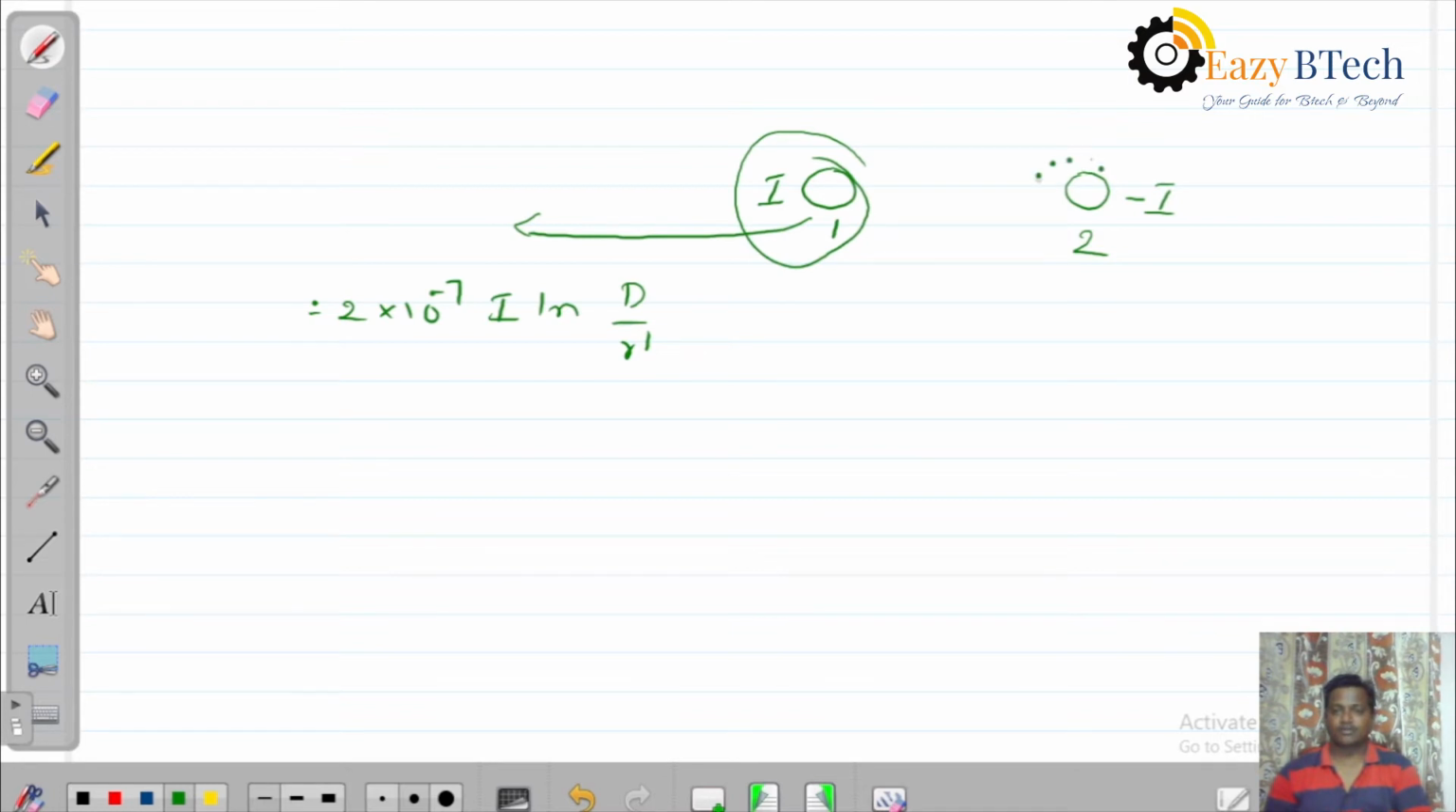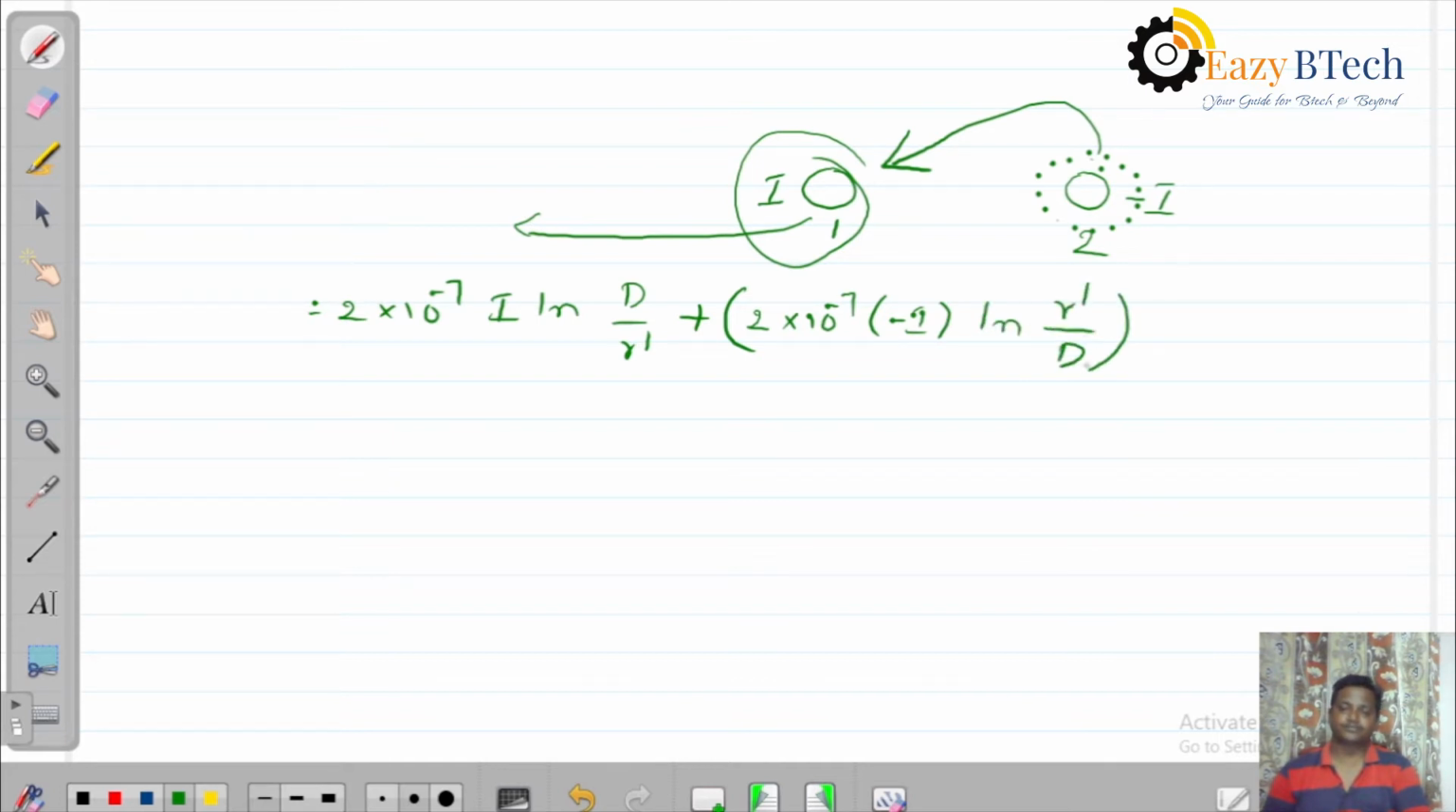Now the return conductor also generates flux, and that flux is also induced in the first conductor. We have to add this. Therefore, this becomes 2 into 10 power minus 7 into minus I ln r dash by d, where the formula becomes reversed. In this expression, this is the amount of flux due to the go conductor, and this is the amount of flux induced due to the return conductor.